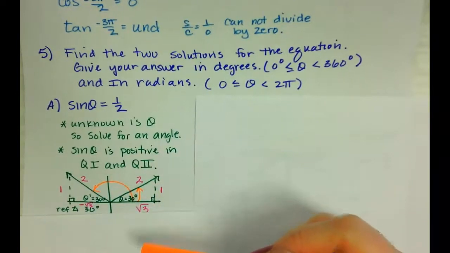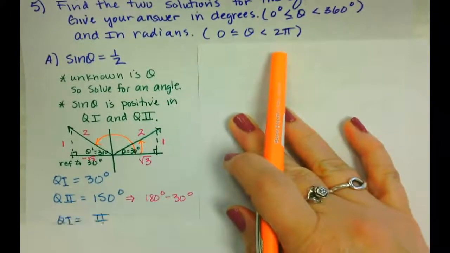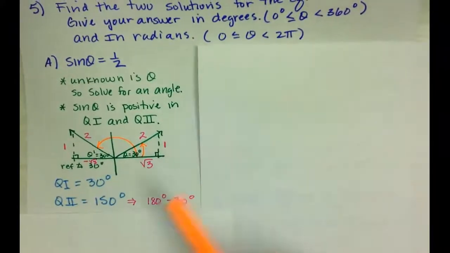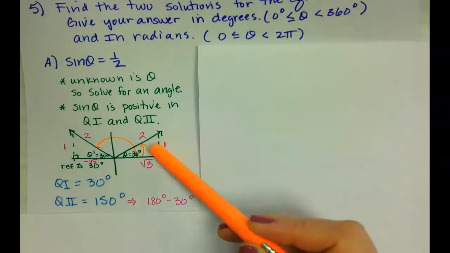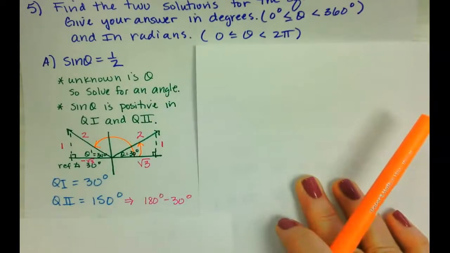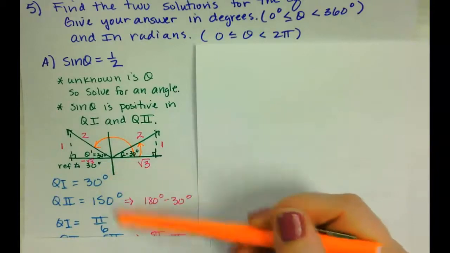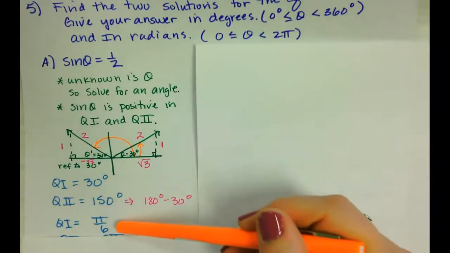So that means that we should know what this angle is right here because we're really comfortable working in degrees. So 180 minus 30 gives me a second angle of 150 degrees. And that means both of these angles given in the circle have the same ratio of 1 to 1/2. So now if we're dealing with it in radians, a 30-degree angle is pi over 6. So that's easy to calculate.